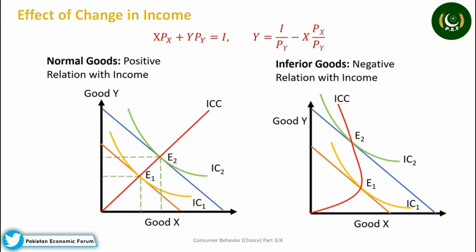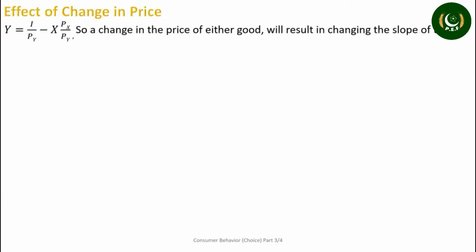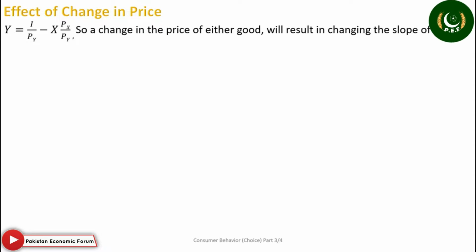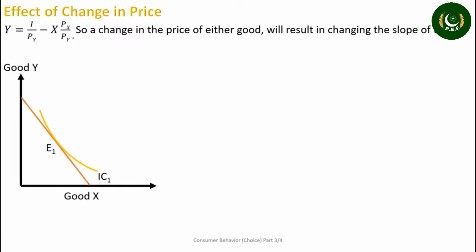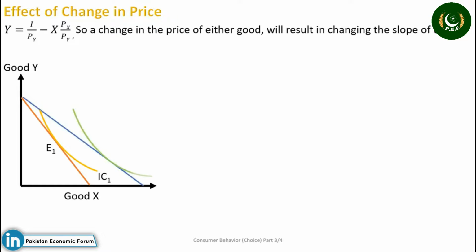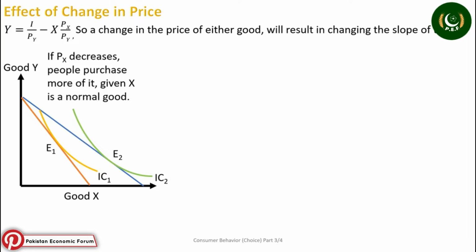Now the effect of change in price. We know that a change in price of any good will result in changing the slope of the budget line. Let's assume that a consumer is in equilibrium at E1 given his income and the prices of both commodities. Now let's assume that the price of commodity X decreased. This resulted in rotation of the budget line. It extended towards the x-axis, showing that now the consumer is able to purchase a greater maximum quantity of commodity X.